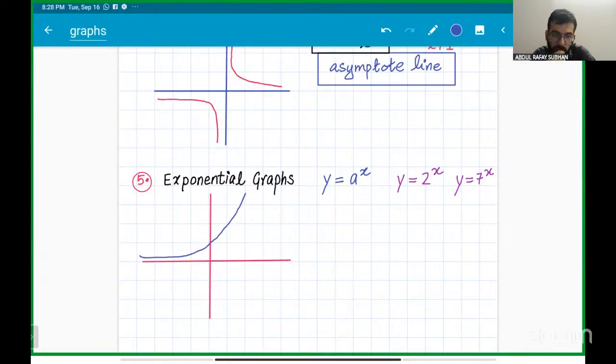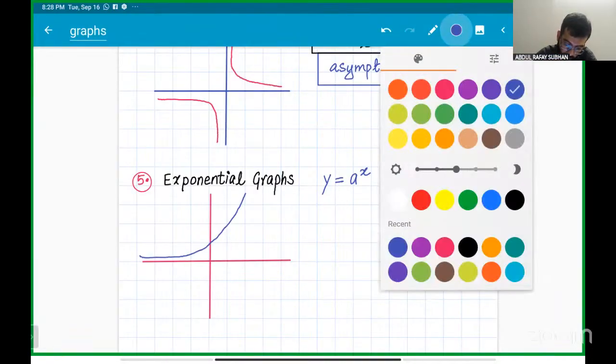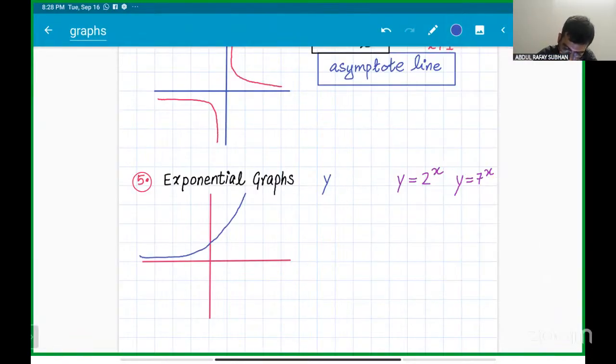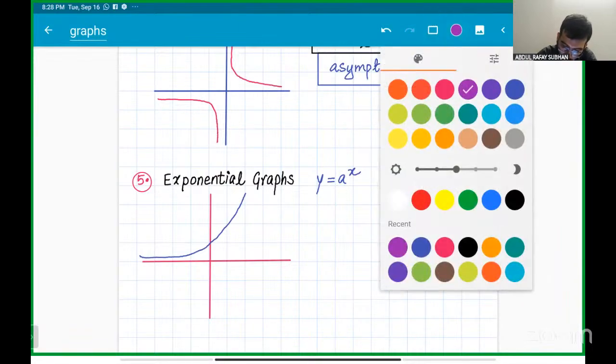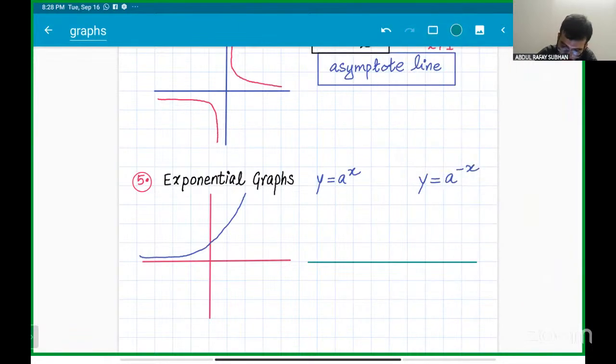Is everyone understanding? Following? And if you have the minus one as well, this one is for the positive one. Let's call this one the positive one, okay? y is equal to a power x. And if you have a negative, a power minus x, that's also an exponential graph.